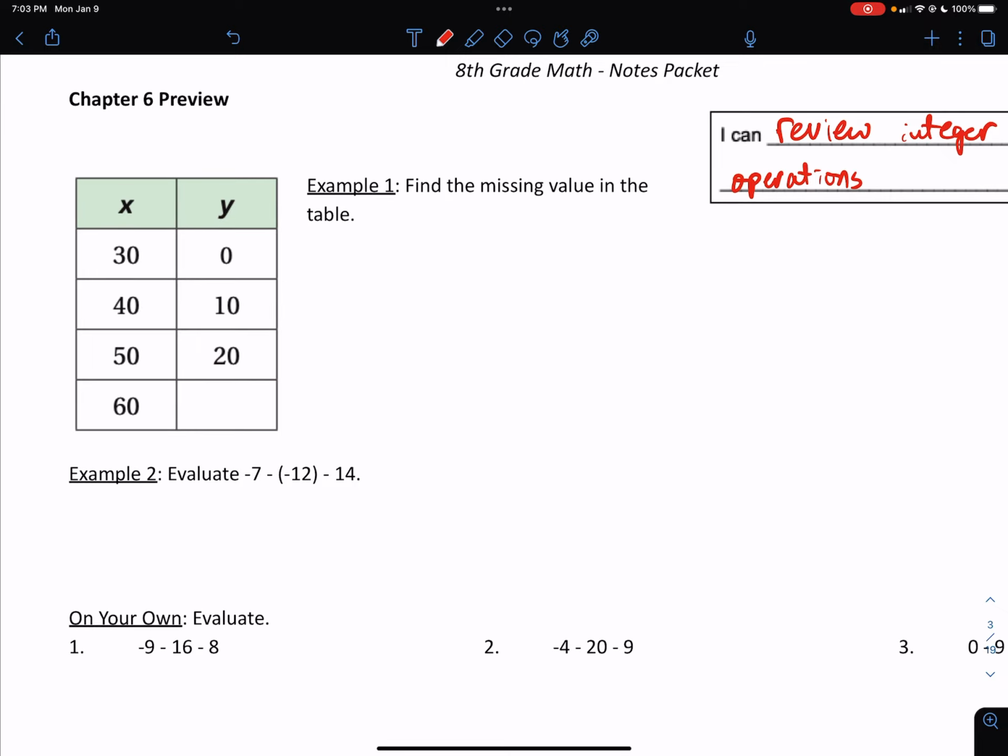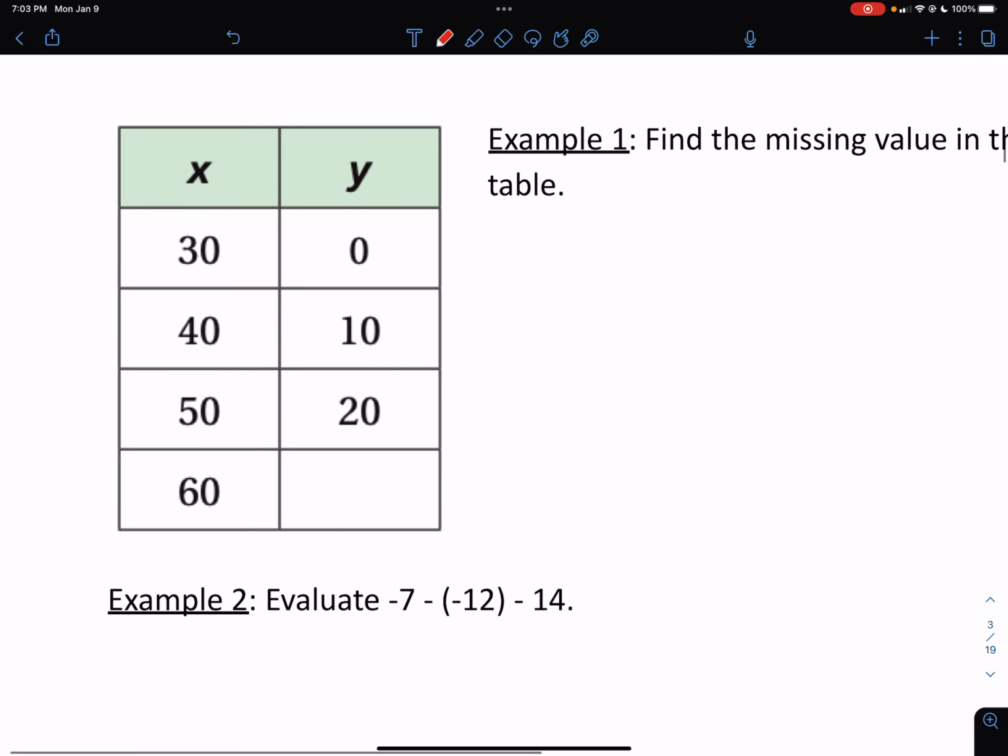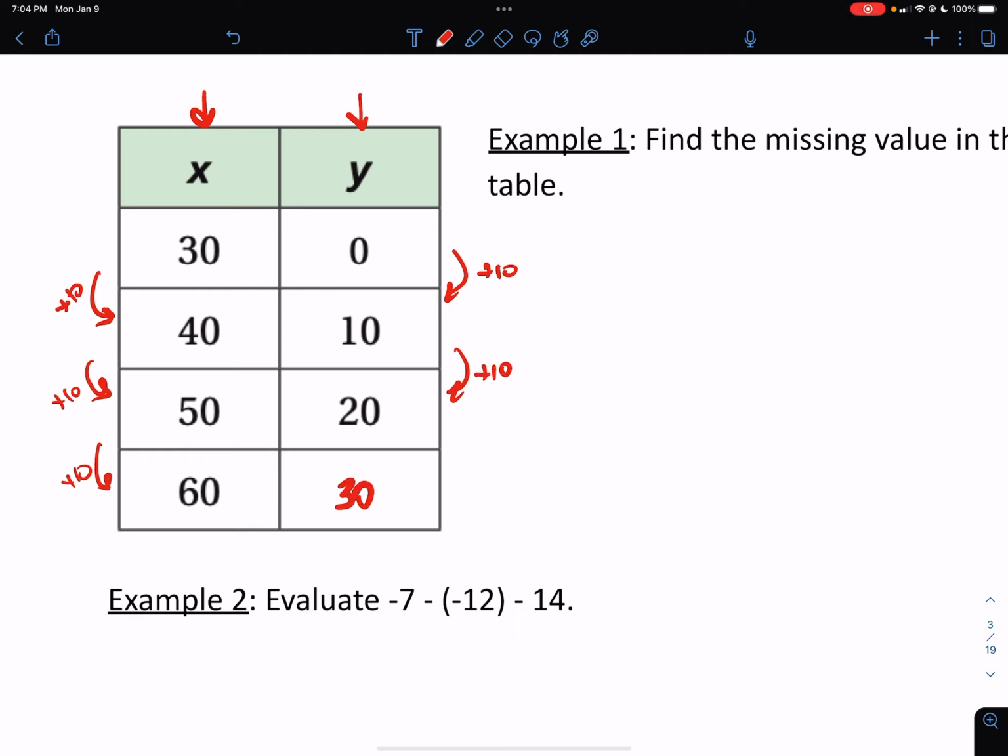So example 1, find the missing value in the table. Hopefully most of you can take a look at this. So this is an XY table. Here are your X values. Here are your Y values. It looks like my X's increased by 10 every single time, and my Y's also increased by 10. Therefore, this last missing Y value would be 30.